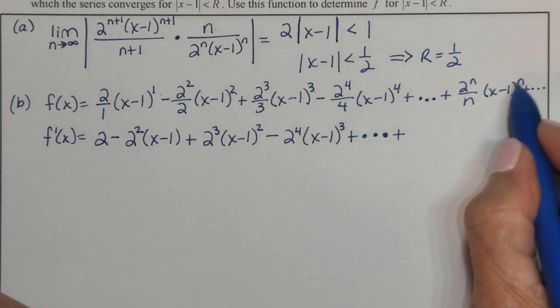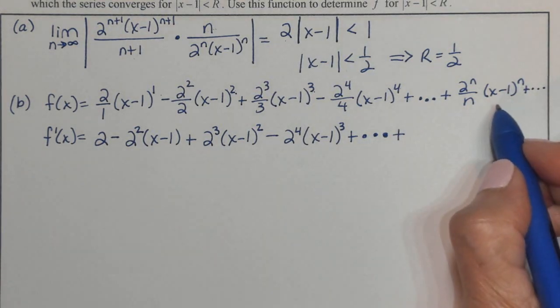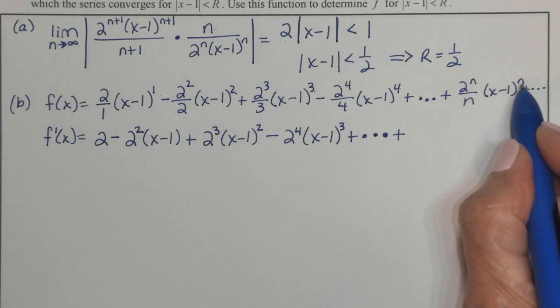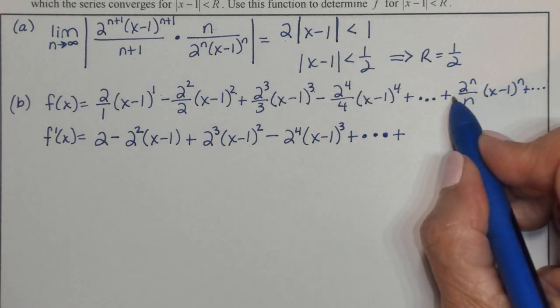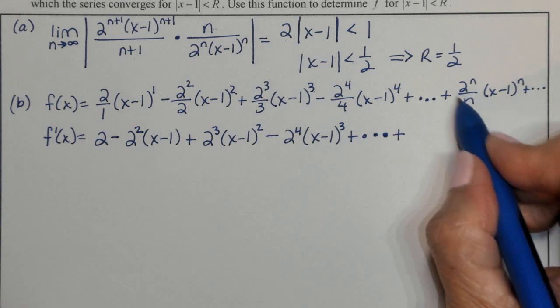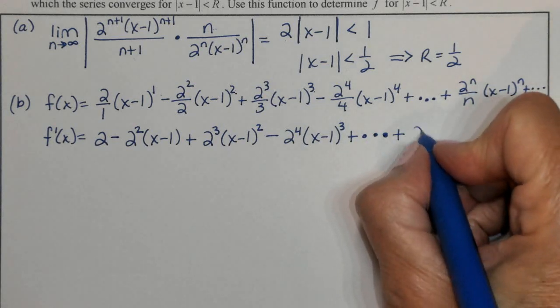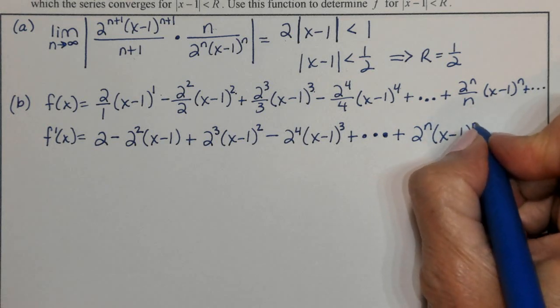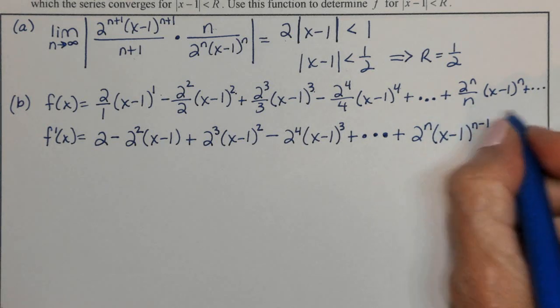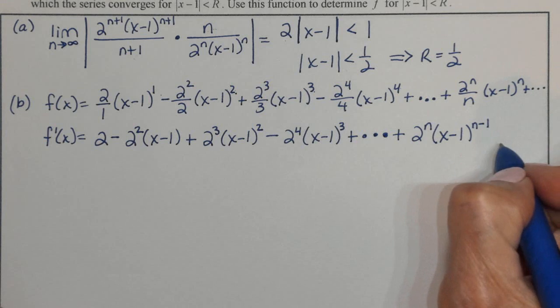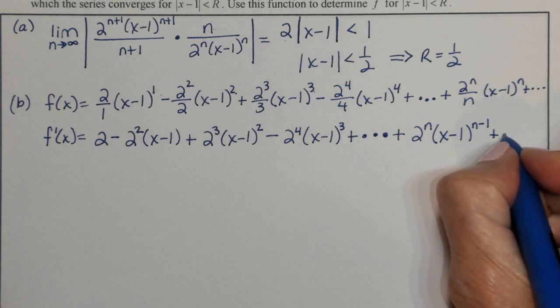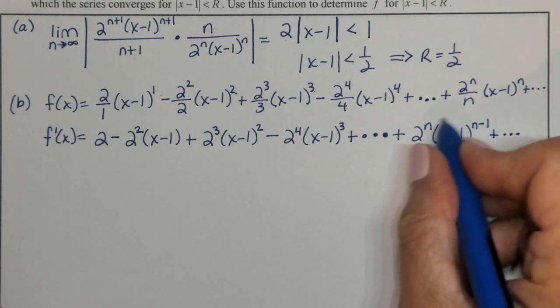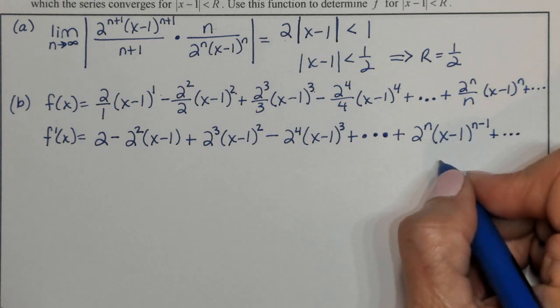Okay, let's do the power rule on this right here. If I multiply n times the front, the n's will reduce out, and I'm left with 2 to the n x minus 1 to the n minus 1. Yeah? That's the general term right there.